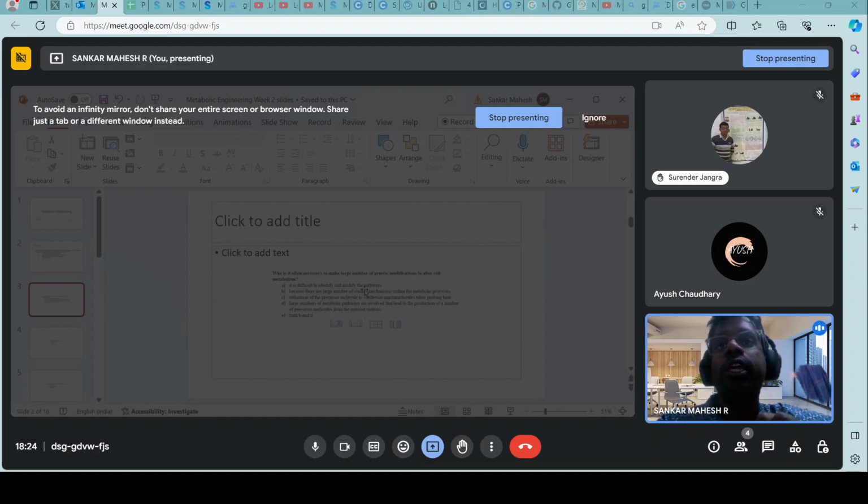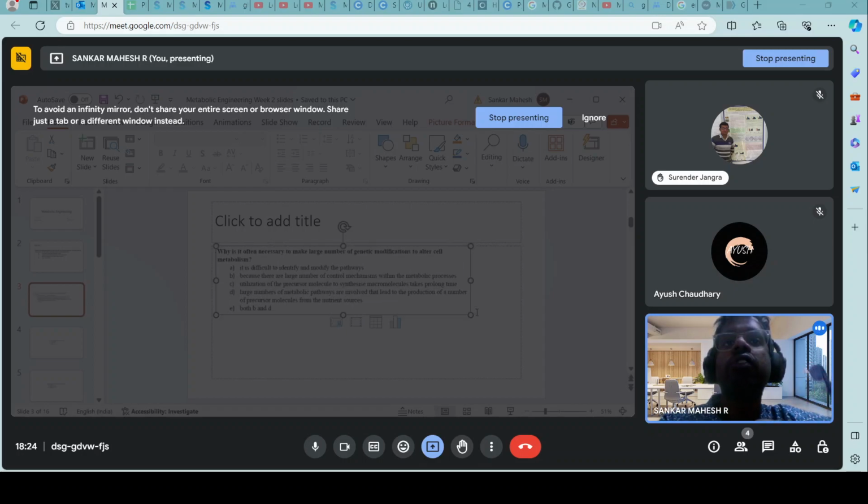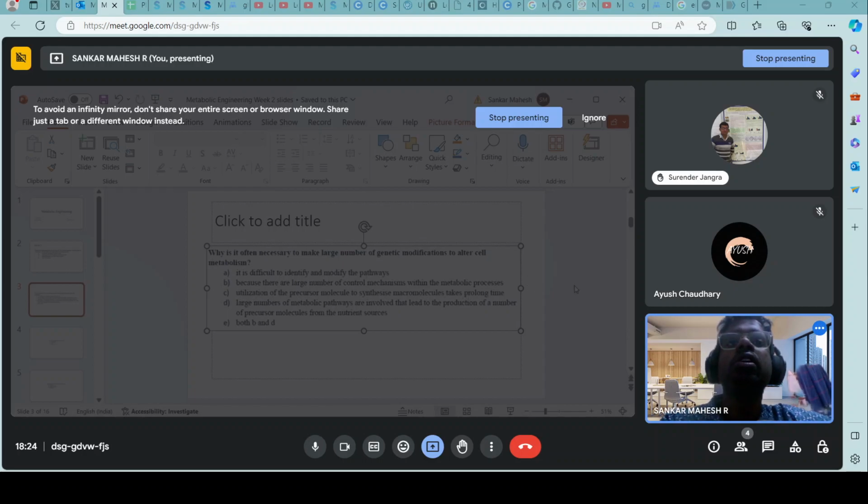Moving on to the second question. Why is it often necessary to make large number of genetic modifications to alter cell metabolism? We can take a couple of minutes. Then each of you can take turns and try to say why a particular option is either right or wrong.